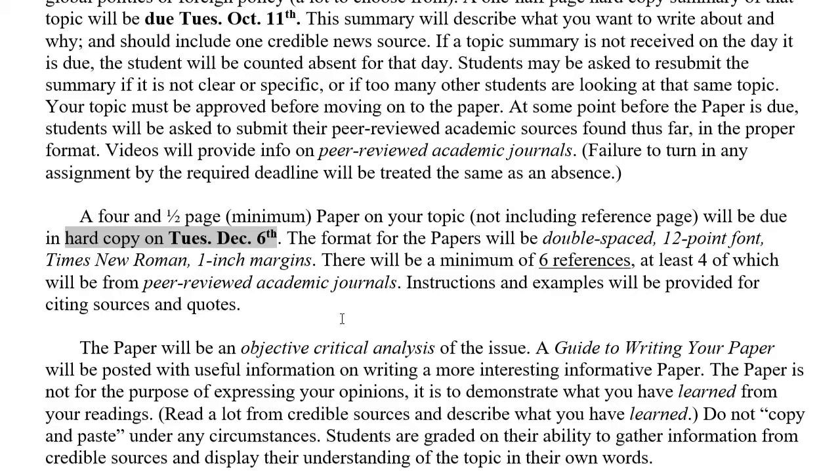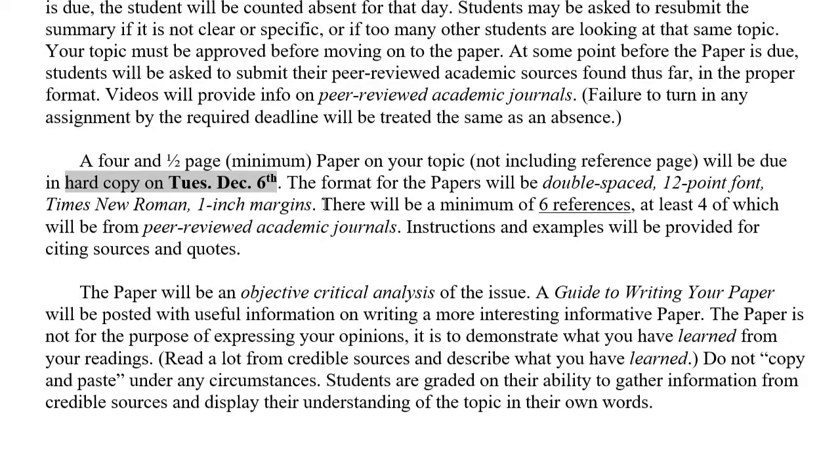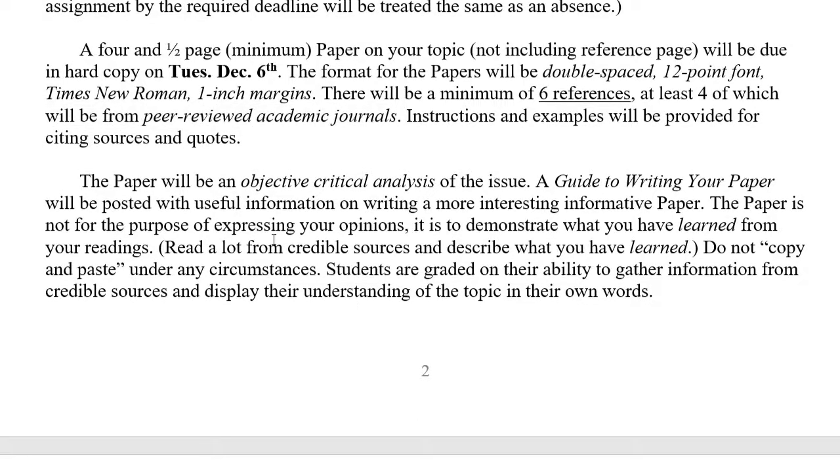So you're getting all this information right up front. In addition, there will be a minimum of 6 references for your paper, at least 4 of which will be peer-reviewed academic journals. So again, don't worry. I'm going to be showing you what those are, why they're important, and how to find them as we move along through the class. One thing you have to keep in mind for your paper assignment, it's not an opportunity for you to spout your opinions.